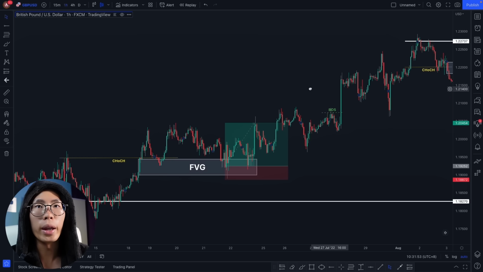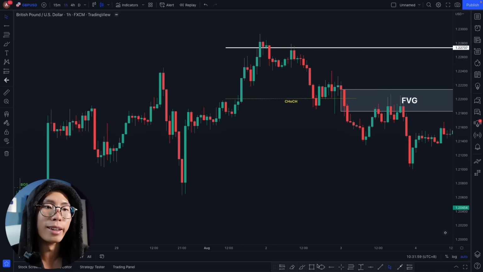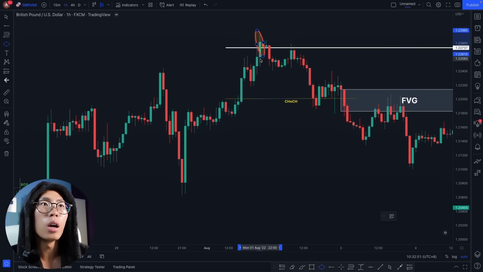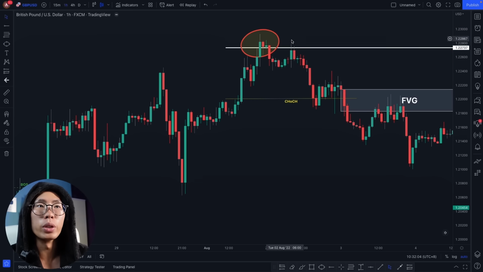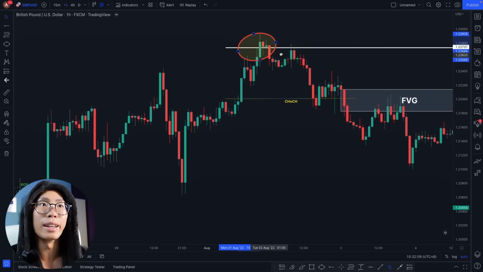So let's wait, and you can see at this point in time, price created another resistance area, or rather a supply zone, and it gave us a liquidity grab right here when price broke through the resistance and then it came back down. So this was a false breakout. So this was a liquidity grab.